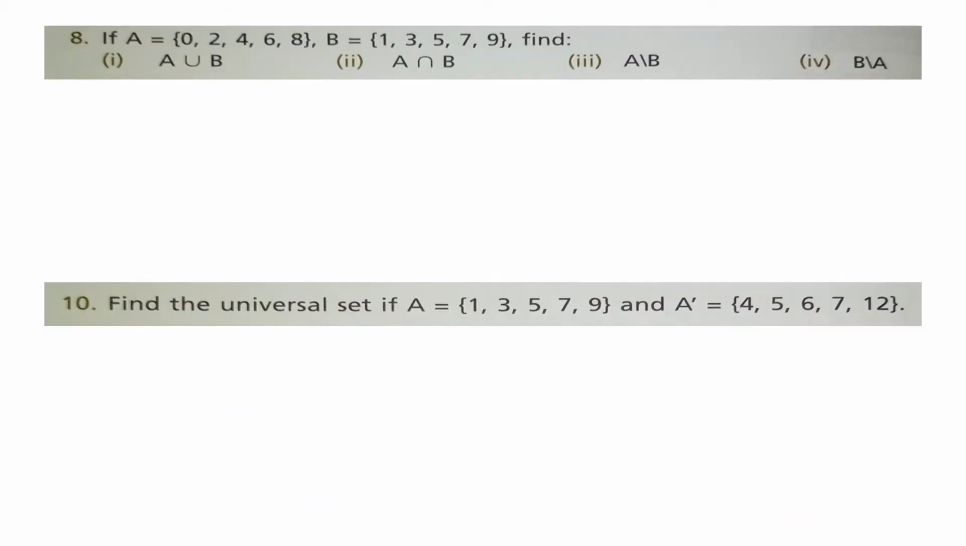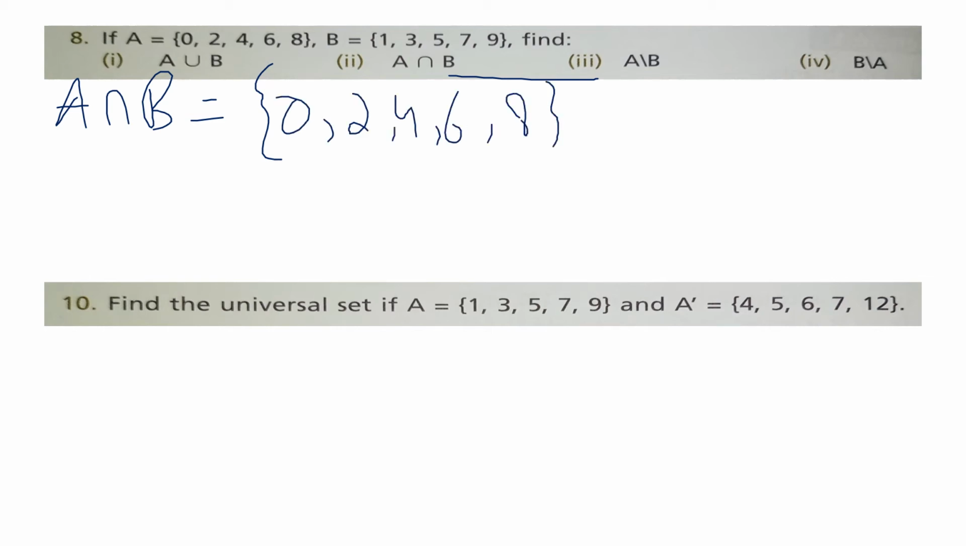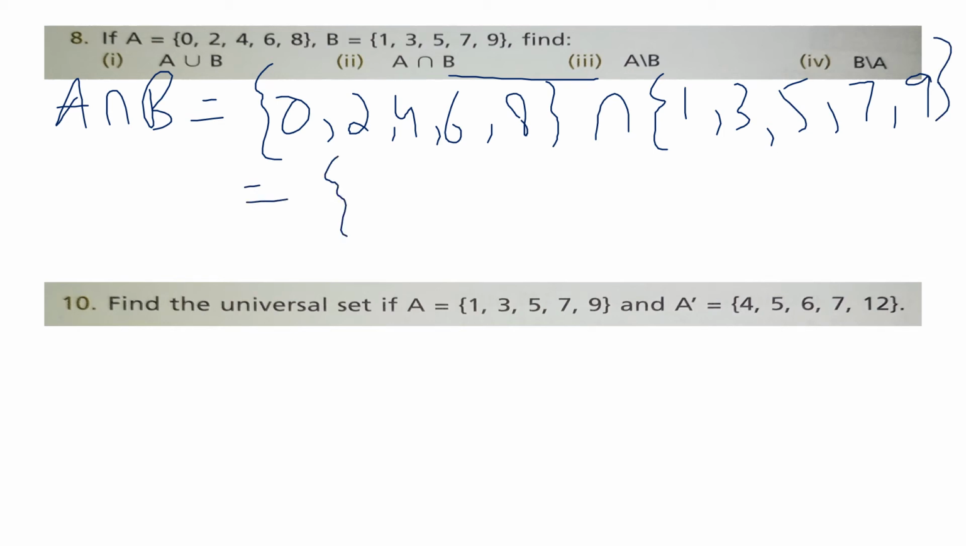Now, question number 8: sets A and B are given and you have to find the union, intersection and difference. I'm going to do these two parts. A intersection B. What is A here? 0, 2, 4, 6, 8. Intersection, what is B here? 1, 3, 5, 7, 9. So intersection means common elements. So what are the common elements here? There is no common element here. So A intersection B will be the empty set. You can write it like this or you can also write it like this.